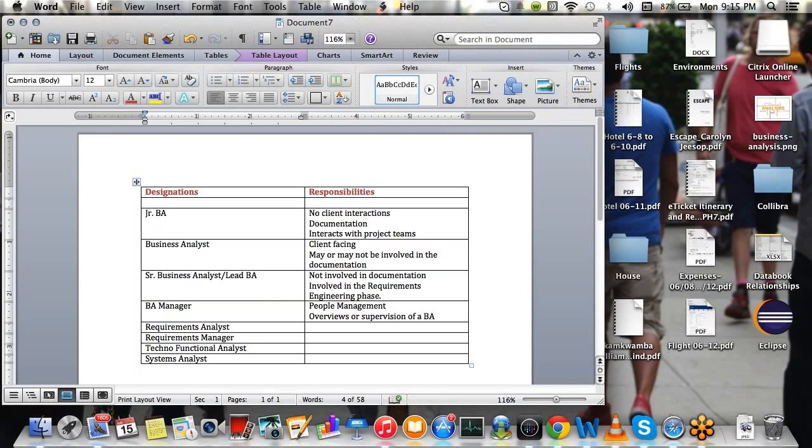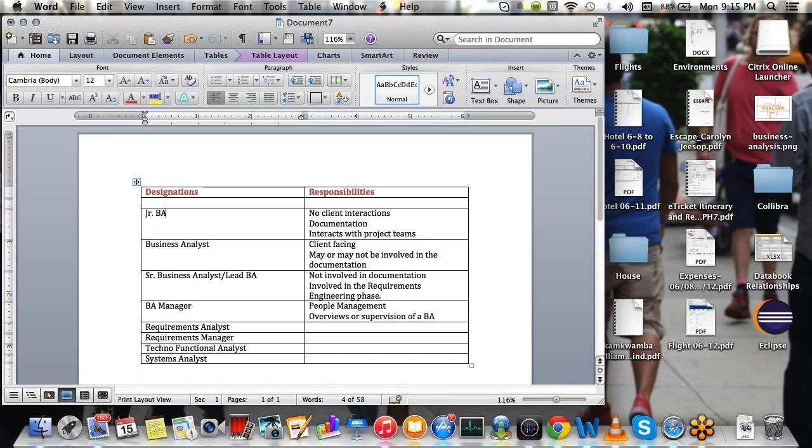Based on your experience, they'll give you a designation, either a BA or a senior BA or a junior BA. And based on that, they will ask you to perform, which means you're the only guy who is handling the complete business analysis part. So there won't be any junior BA or a BA. Let's say they hired you as a senior BA or they hired you as a BA.